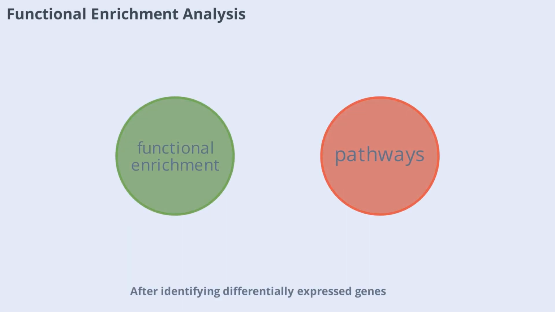After identifying differentially expressed genes, researchers often perform functional enrichment analysis. This technique determines whether certain biological pathways or functions are overrepresented among the genes of interest. It helps connect gene expression changes to broader biological processes, providing deeper insight into the underlying mechanisms.